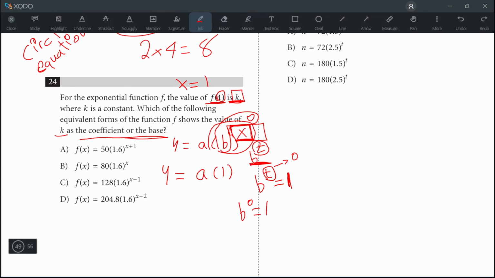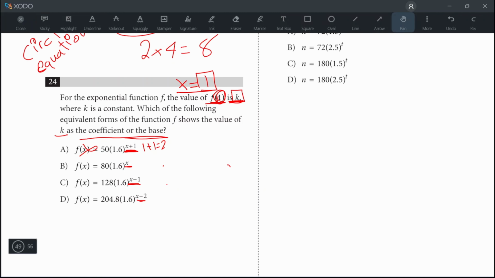So what we really need to find is an exponent equal to 0 when we plug in the given value of x, which is 1. So let's plug in the given value of x in the first choice. So we'll have 1 plus 1, which is equal to 2. So choice A is incorrect.